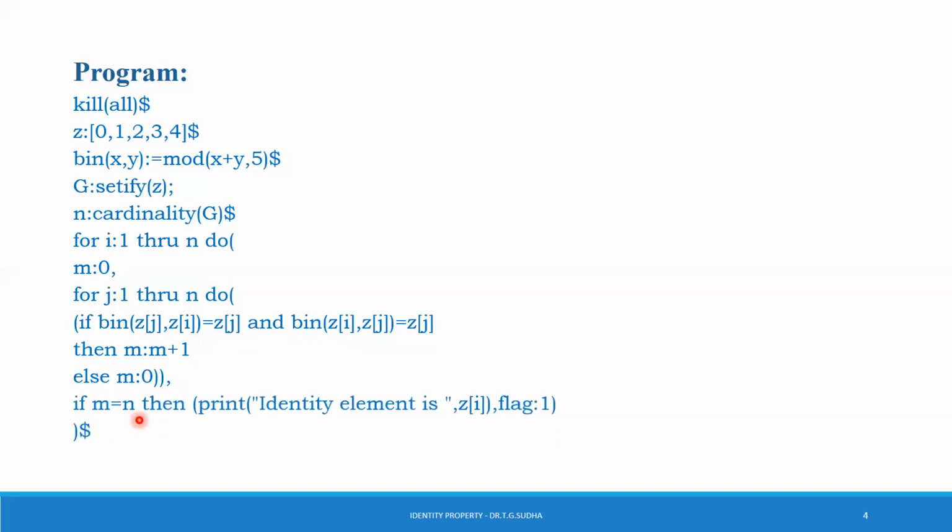If M is equal to N, that is, the value of M obtained here is equal to N, the cardinality of the set G, then the identity law is satisfied by the element Z[I] for all elements belonging to G. Hence, print identity element is Z[I] and it is stored as flag equal to 1. If flag is not equal to 1, then we give the print command identity does not exist.